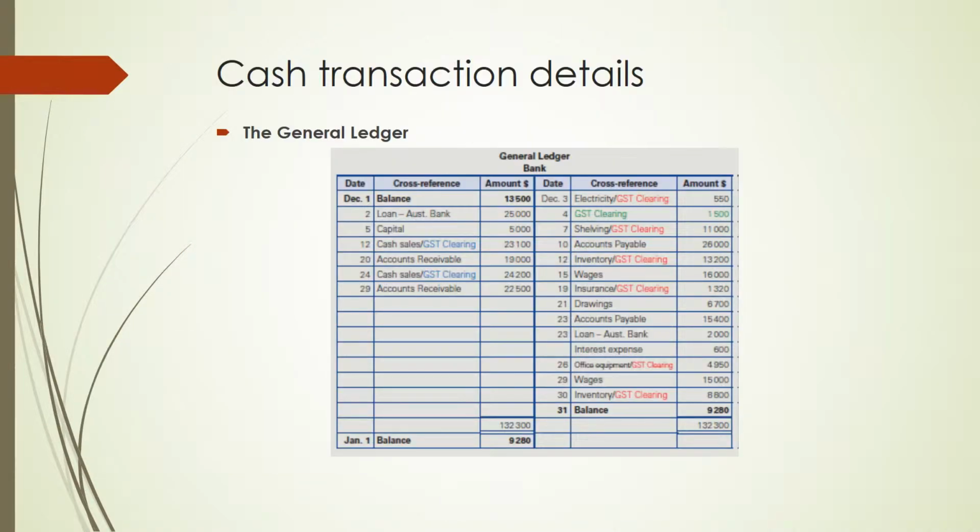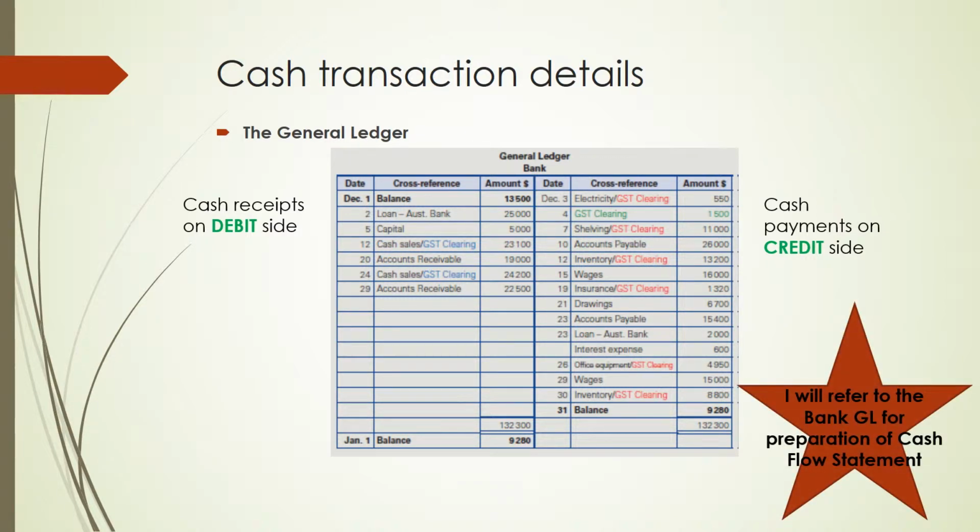Another way of identifying the cash transactions that have occurred is to look at the general ledger for the bank account. The cash receipts are recorded on the debit side, and the cash payments are recorded on the credit side. I will refer to the bank general ledger for the preparation of the cash flow statement that follows.